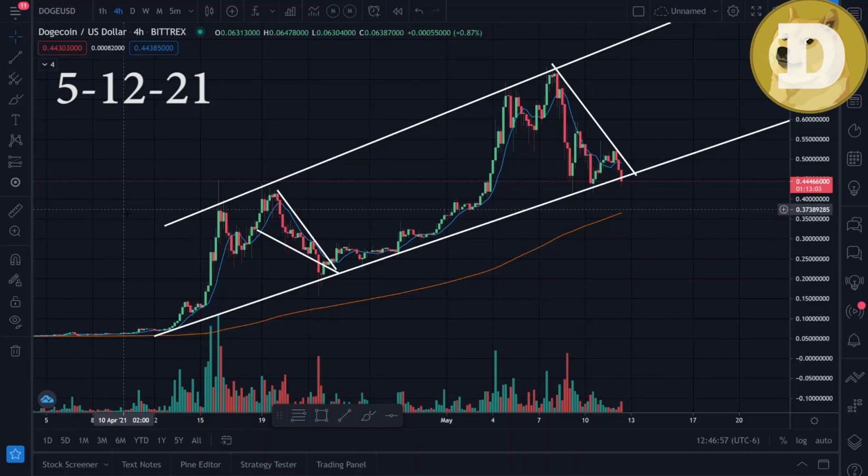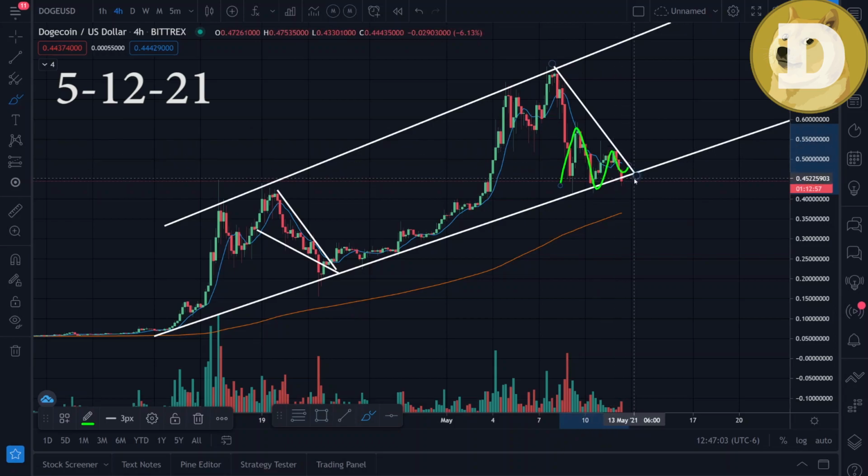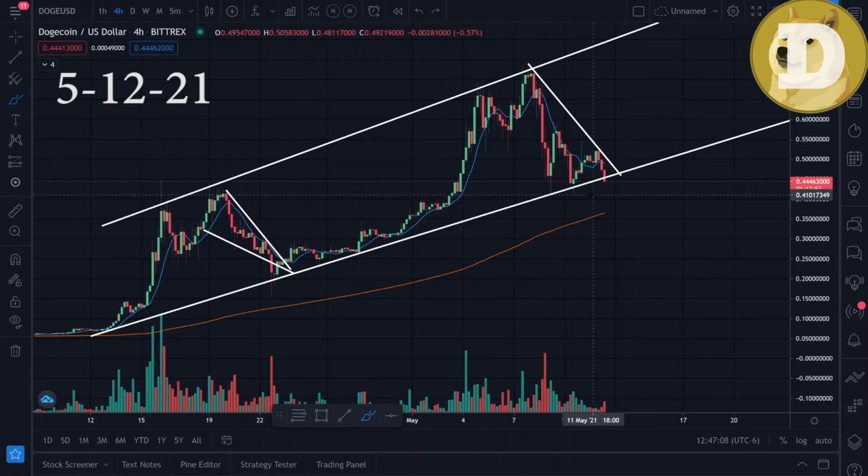Let's take a look at the chart action for Dogecoin. So in my last video, I was talking about how we were in this triangle pattern and we were waiting for a break to the upside or to the downside. And it kind of looks like we're heading towards the downside, guys.